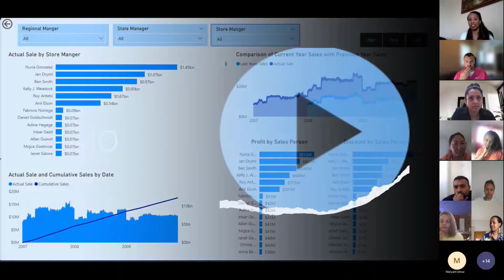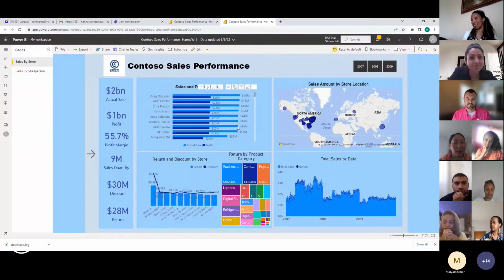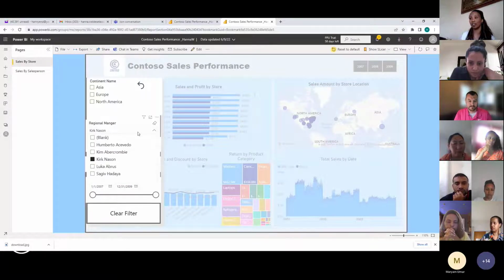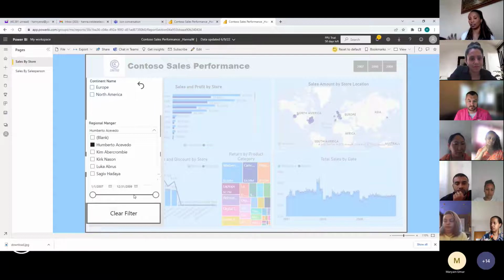So just to go to the demo. Here is my report in Power BI service. The other managers, way below the general manager, can come here, choose their names, and see only the data filtered specific to their stores. And they can limit the data by certain dates or see it by certain continent.